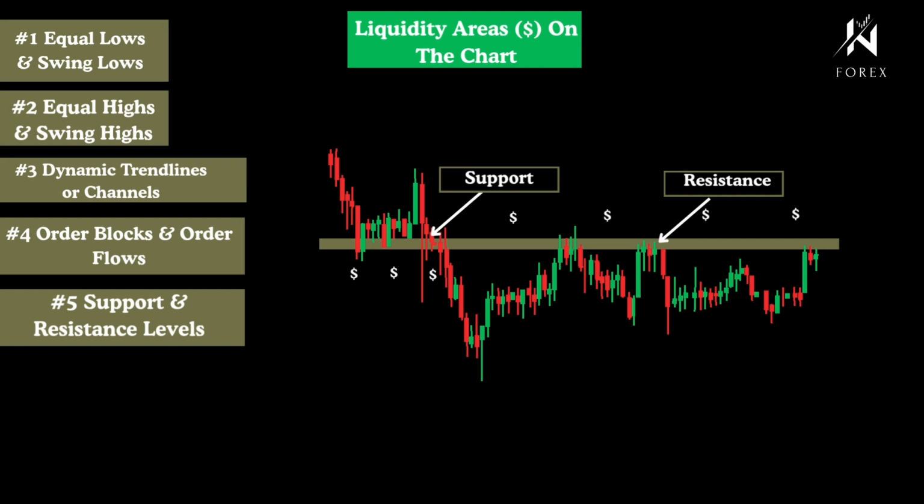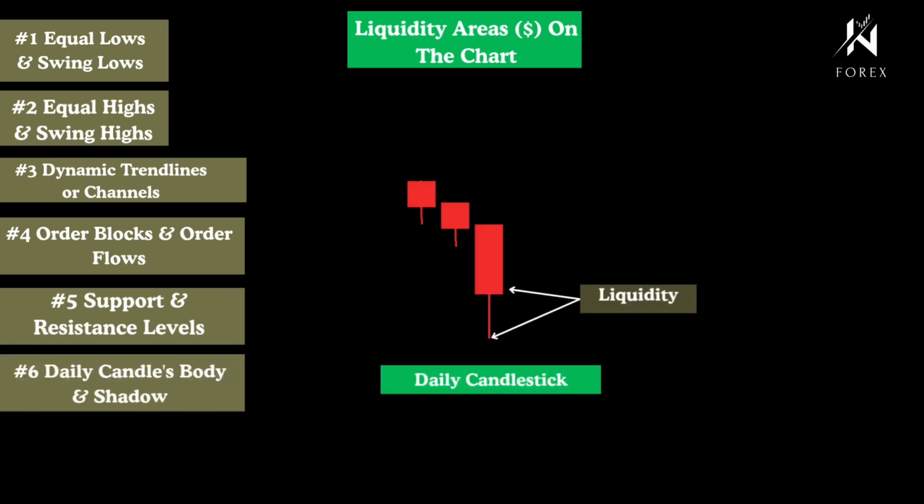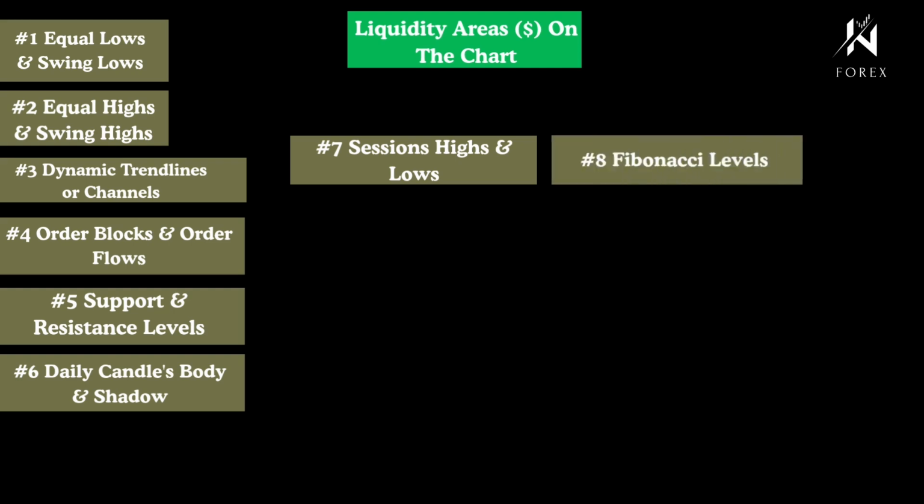into possible liquidity areas. Daily candles, body and shadow. Liquidity may exist around the body or wick of daily candles, as these zones indicate price rejection and active trading behavior. Session highs and lows. Peak and bottom levels of trading sessions can signal liquidity zones because of heightened trading volume and trader engagement. Fibonacci levels. Many traders seek liquidity near key Fibonacci retracement or extension zones, as these are widely watched and actively traded.